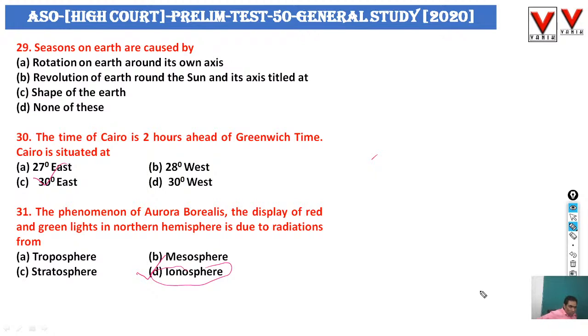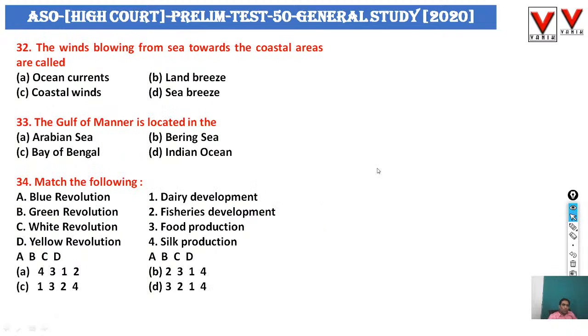Now we are going to proceed further, and that is 32. The wind blowing from sea towards the coastal area is known as sea breezes. When wind is blowing from land towards the sea, that is known as land breezes.